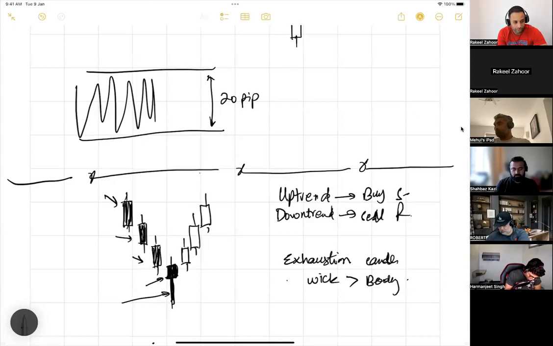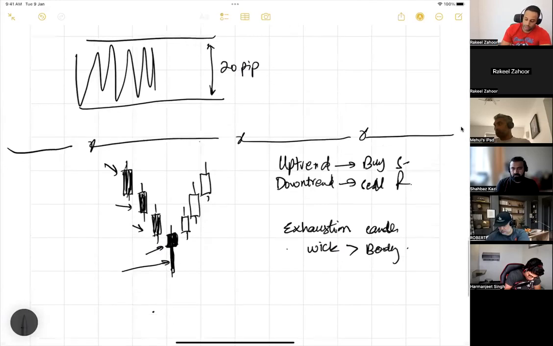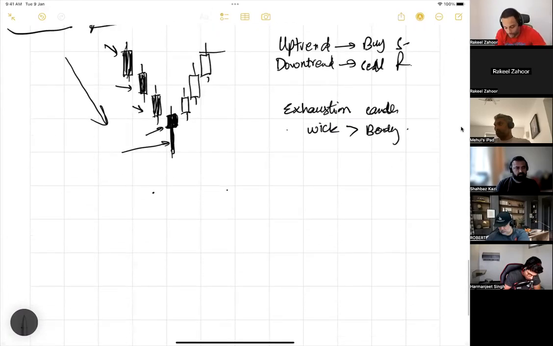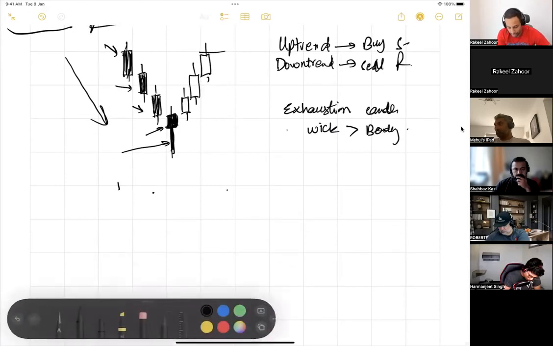Now let's talk about an exhaustion wick when you're looking at it for price to move in your favor. If we are in a downtrend and you're looking for a resistance to form, you're waiting for a candle to close bearish so price can move in your favor. So let's take a look at this. Let's redraw this here again. Actually, let me try this.